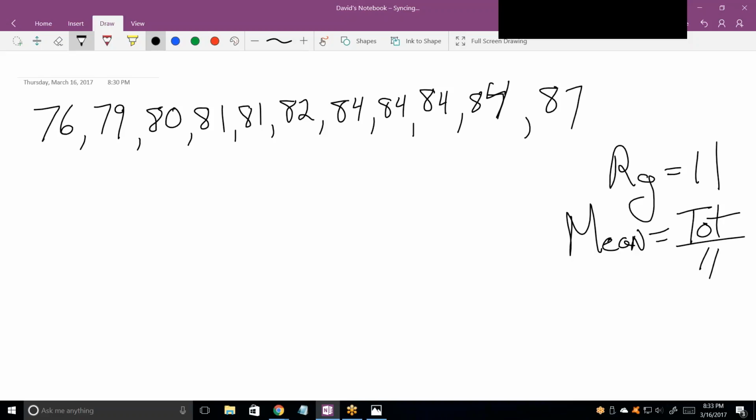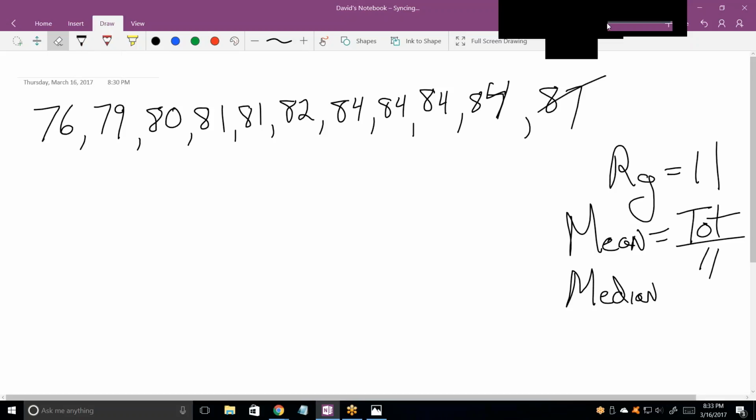Okay. What is the median? 82. Yeah, it's the middle. And the middle one is the sixth one out of 11. If I took off the 87, what's the median? 81.5. Okay. And what's the mode? 84.